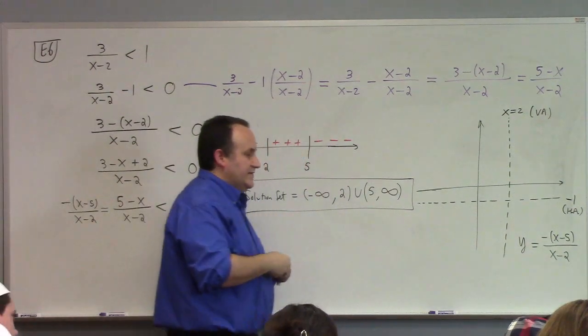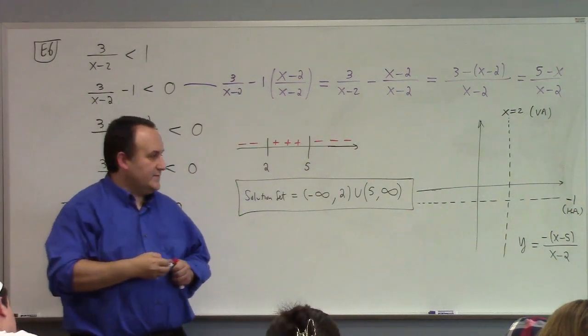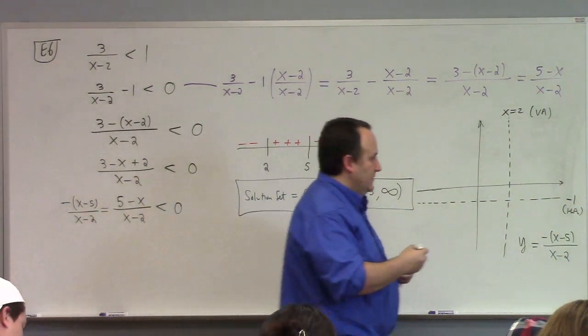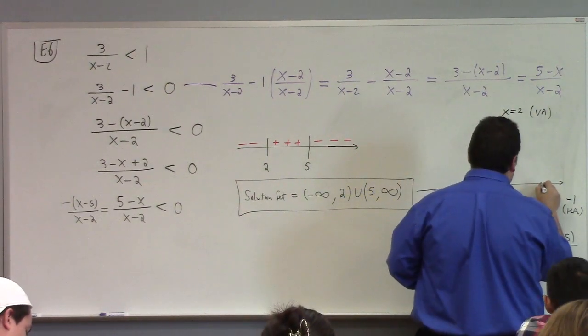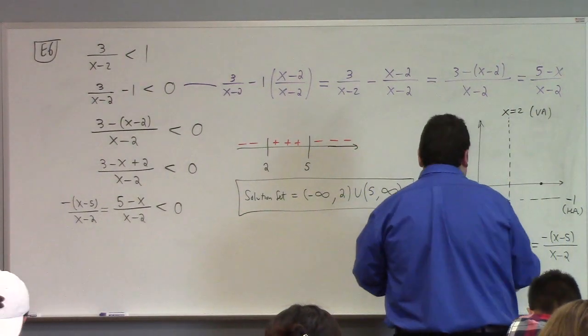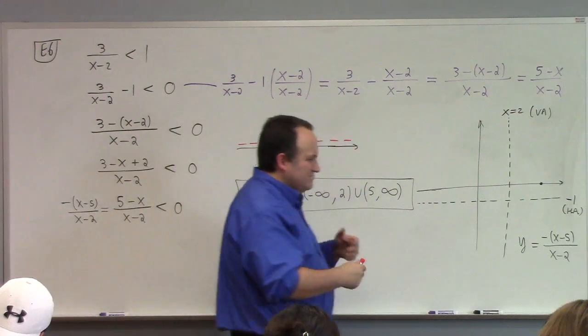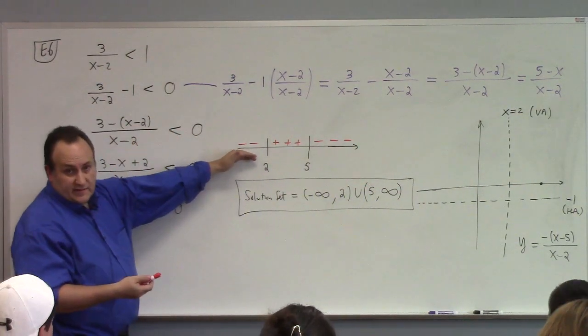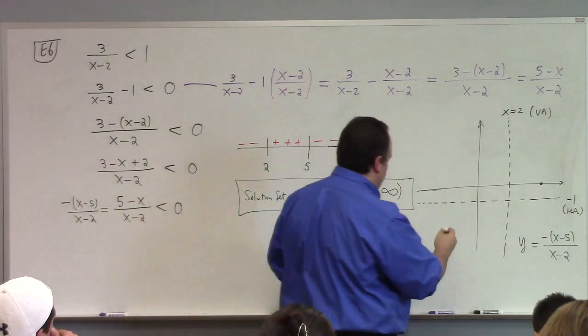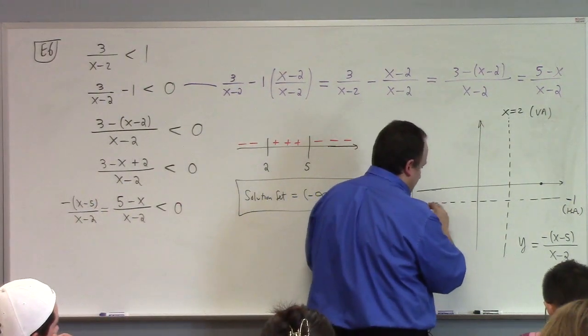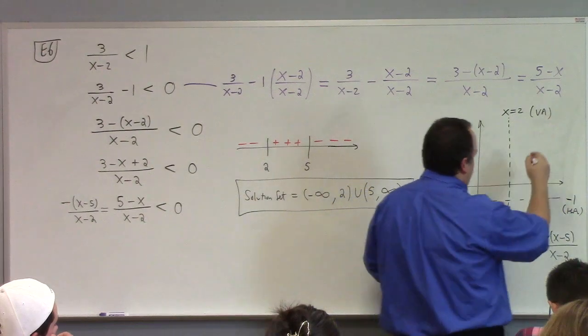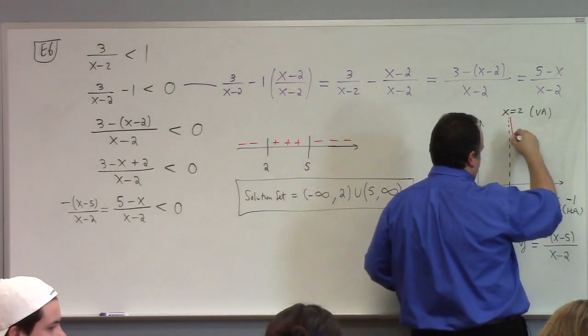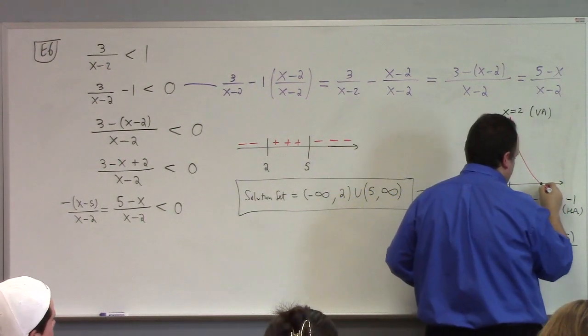And then where does it have an x-intercept? Well, the x-intercept is at 5. So that's about here, all right? And so what's the story? It's negative to the left of 2, which means it does this. It goes into the horizontal asymptote kind of like that. And then up here, goes through my x-intercept and then out like that.